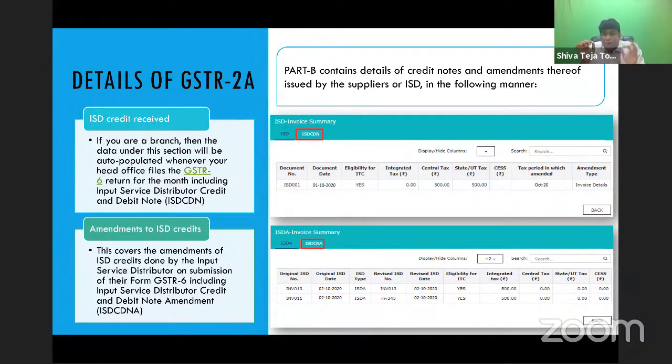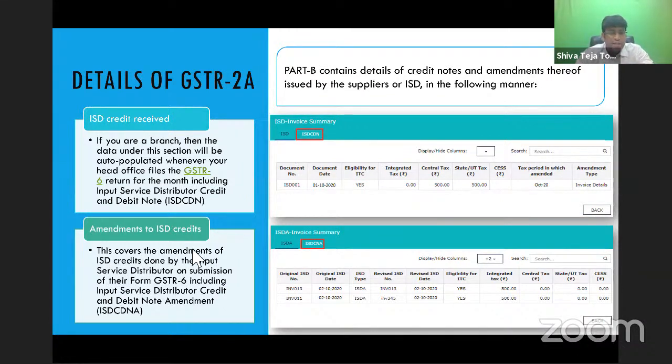So branches' turnover, whatever is there, in the ratio of that turnover, you please distribute your credit. You cannot distribute in whatever manner you want. Head office cannot tell, I like this branch, I'll distribute more. This branch I don't like, I'll distribute less. You can't do that. You have to distribute and apportion in the ratio of turnover. You can't distribute in whichever manner you want. Next line.